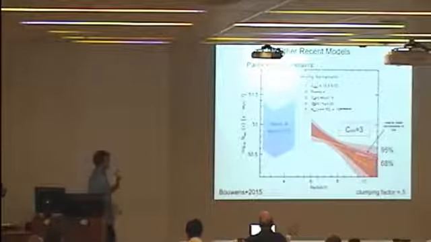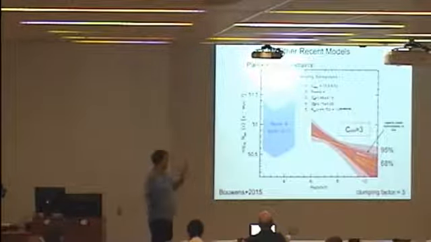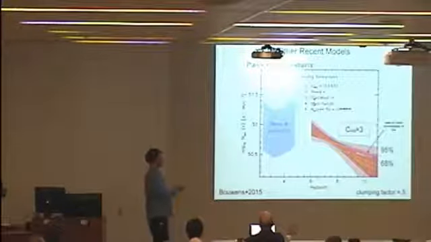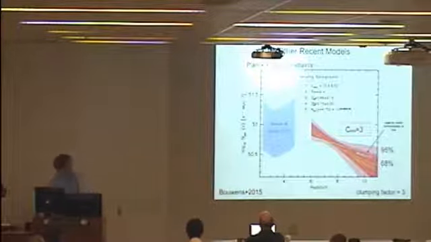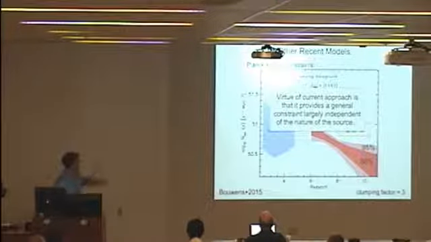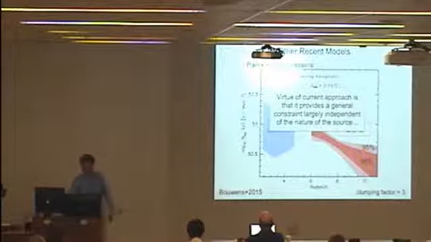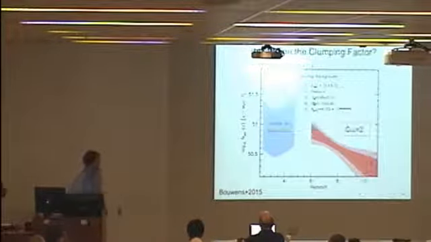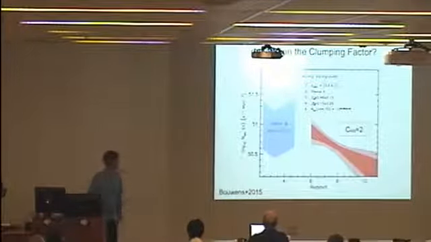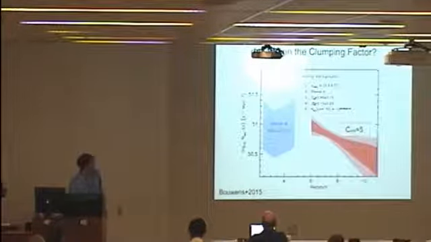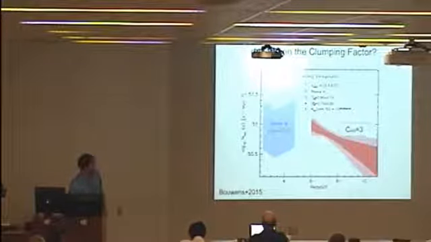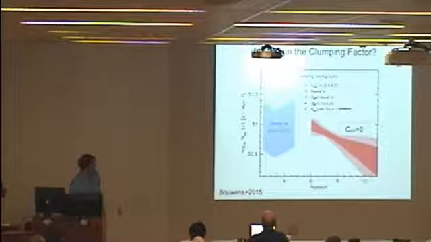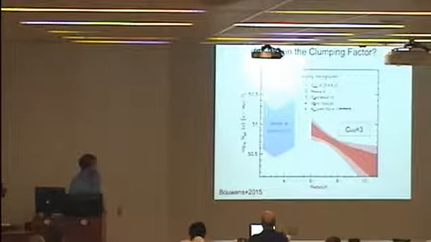Again, the nice thing about this is that it's model independent, in the sense that it doesn't really depend on the nature of the source. It tells you something about the ionizing emissivity. So it's a nice general way of trying to put everything under a tent. You can also see how this depends on the clumping factor. You can repeat this exercise for different clumping factors, and you can see, as expected, the contour changes. So that's kind of nice.